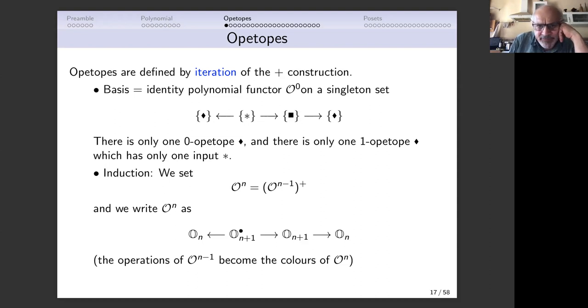Okay, so how do we start? We start with the identity polynomial monad on a singleton set. Okay, so this identity polynomial monad features already the zero opetopes and the one opetopes. There is only one zero opetope, that is the point, the shape of the point. There is only one one-opetope, the shape of just one arrow, one cell. And if we now look at two opetopes, they are trees made of one opetopes. But how can you make trees of one opetopes? Just by building a chain of one cells.